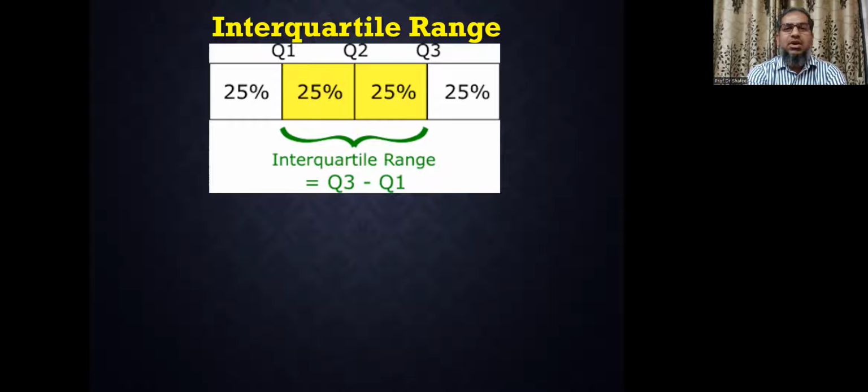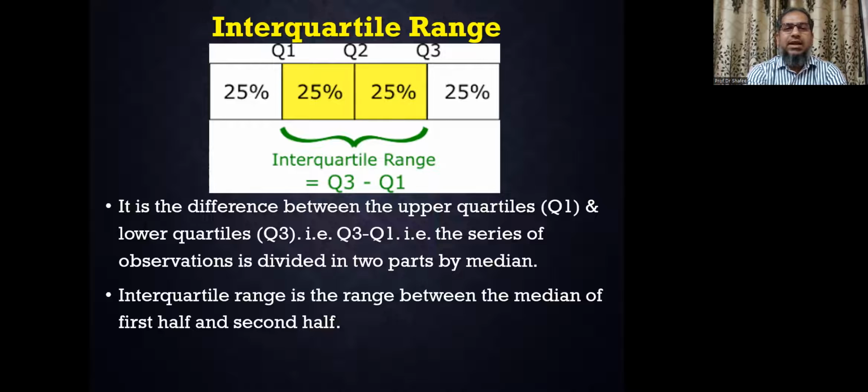When we take the interquartile range, it is the difference between the third quartile and the first quartile, that is Q3 minus Q1. So interquartile range is the difference between the upper quartile, Q3, and the lower quartile, Q1, that is Q3 minus Q1. The series of observations is divided into two parts by the median. In each quarter, there will be one median, and that will divide that quarter into two parts. 50% of the observations will be above the median, and 50% will be below the median.